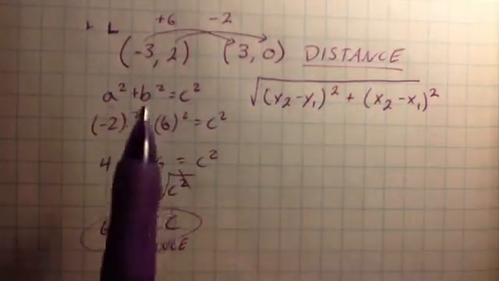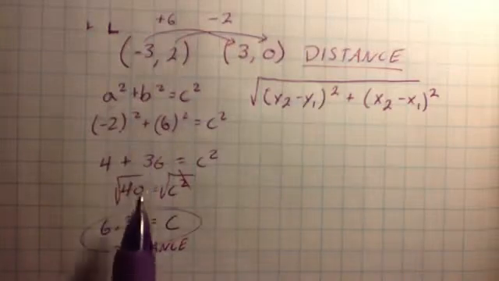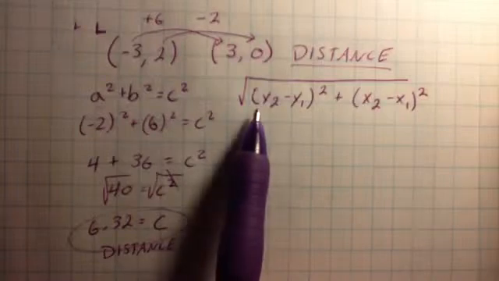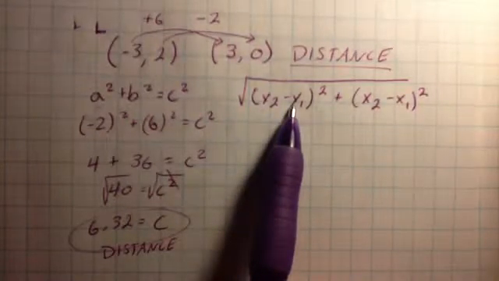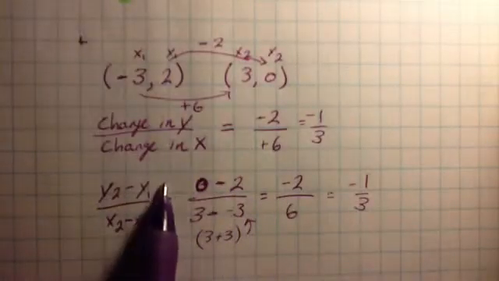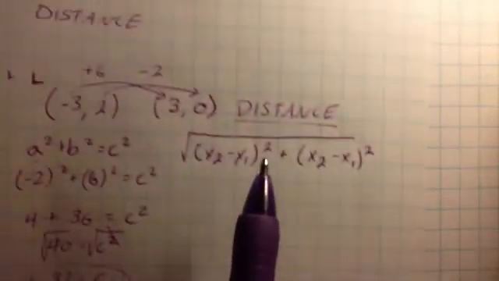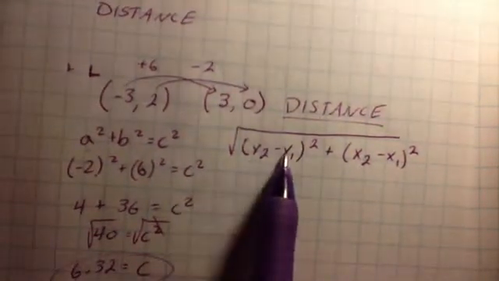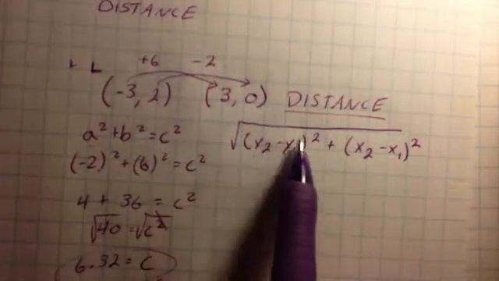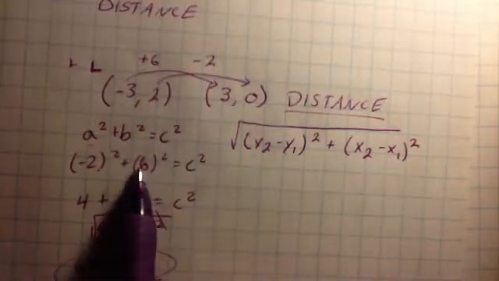We could find the change in y and change in x and put them into the Pythagorean theorem, or we could just put these numbers as is into the distance formula. Again we have y2 minus y1. So just based on how we did slope, y2 minus y1 was the same thing as the change in y. So when we do y2 minus y1 here, we better get negative 2. And when we do x2 minus x1 here, that's the same thing as the change in x. So we better get 6.